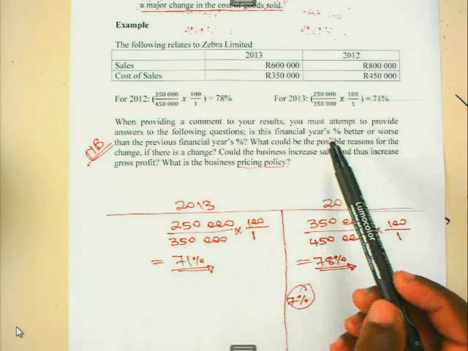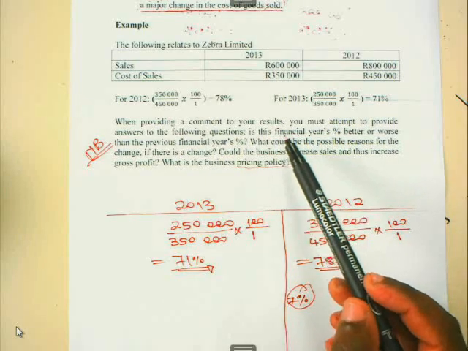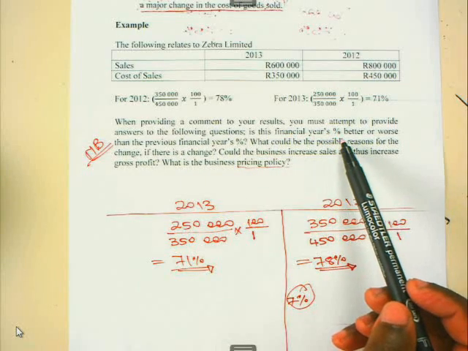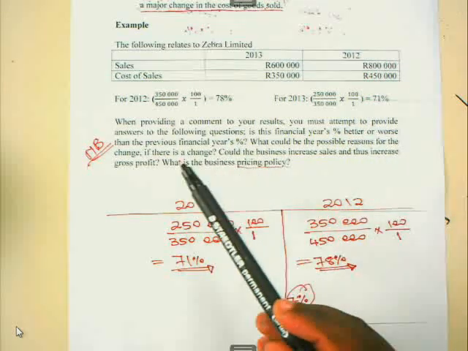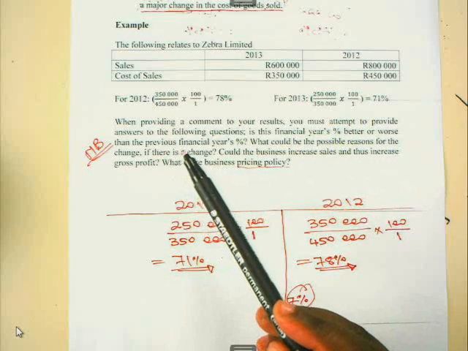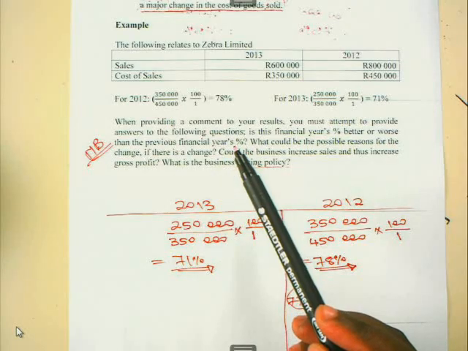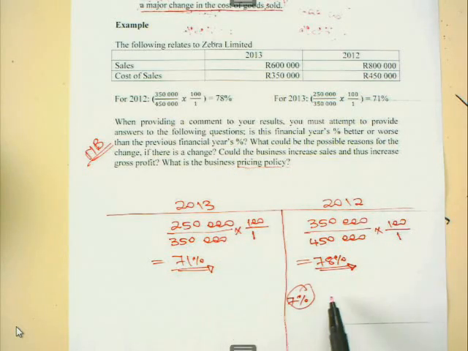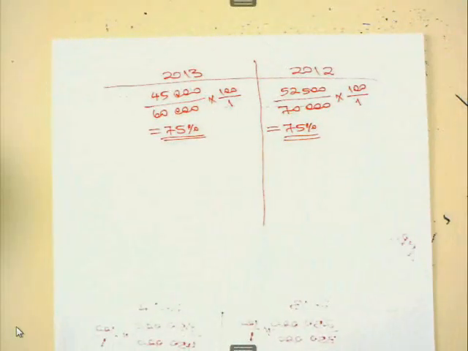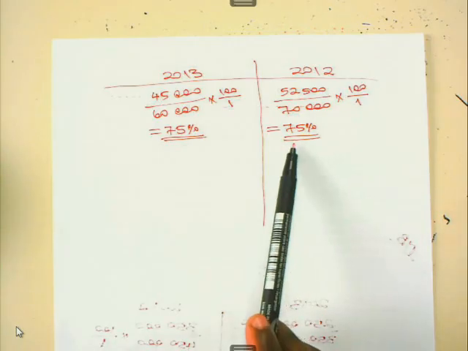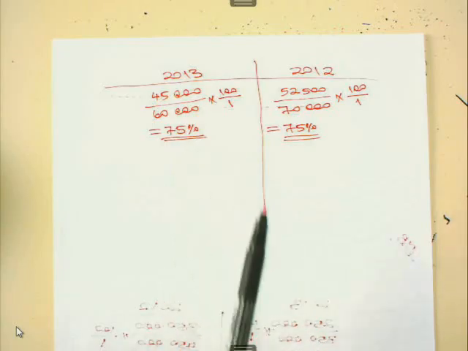That is the first thing that you do. You check if the financial year percentage is better or worse off than the previous financial year's percentage. Then for this activity, we found that it dropped. But for the example that we did with you now, there is no change. Gross profit on cost of sales is constant at 75%. The previous year, it was 75%. Even this year, it was 75%.